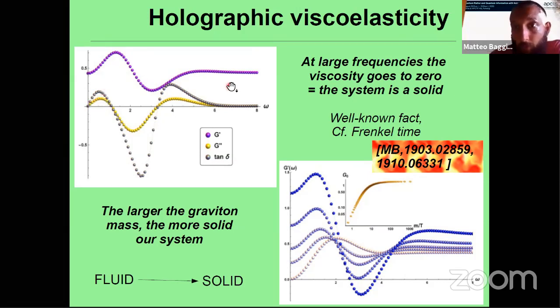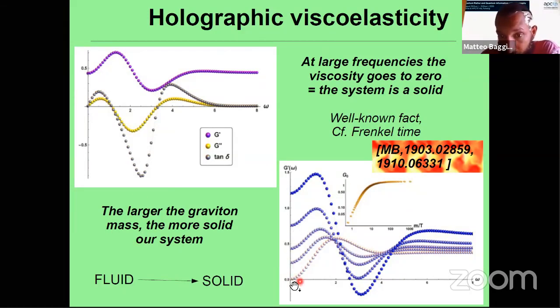Now, of course, you can do the full frequency dependence, and you see two important things. The first is that at large frequency the imaginary part goes to zero and the real part stays finite. This means that the system is elastic, not dissipative. This is in agreement with what Frenkel was telling us at the beginning, that if you go to very high frequency, no matter what you are considering, it looks like a solid. And that's very true. The larger we make the graviton mass, the more elastic, or the more solid, our system is. This is explained here.